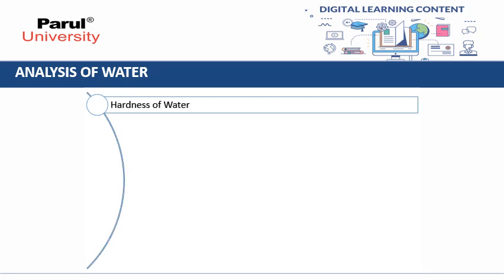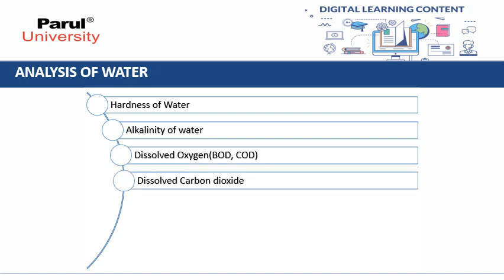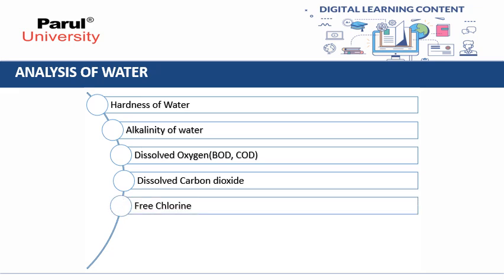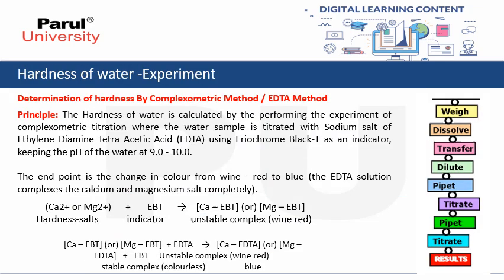Analysis of water. The analysis of water is done for hardness of water, alkalinity of water, dissolved oxygen, that is biological oxygen demand and chemical oxygen demand, dissolved carbon dioxide, free chlorine, silica content and total solids. Hardness of water is determined by the complexometric method or EDTA method.